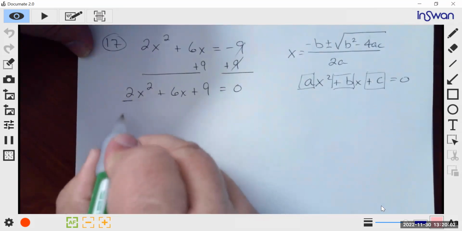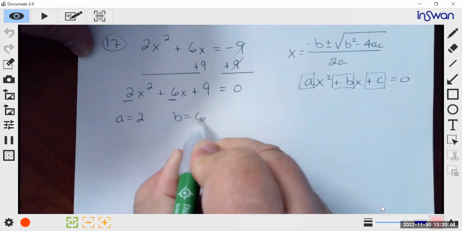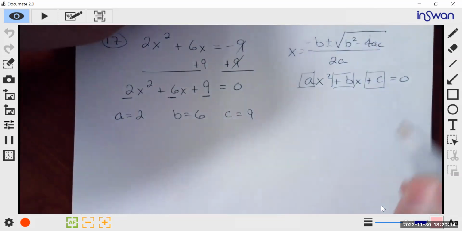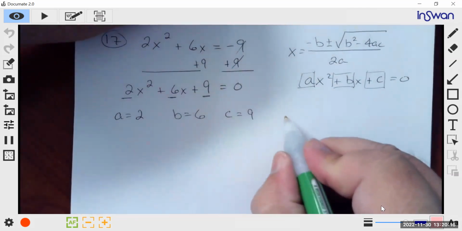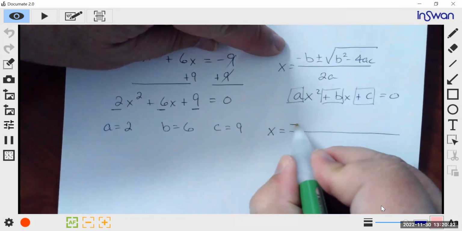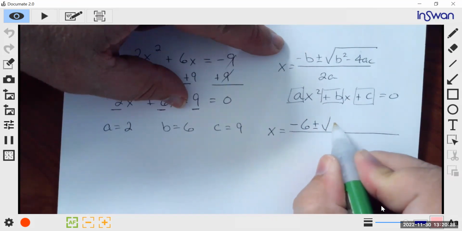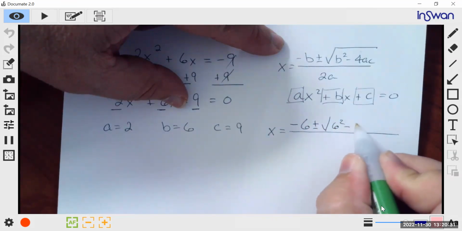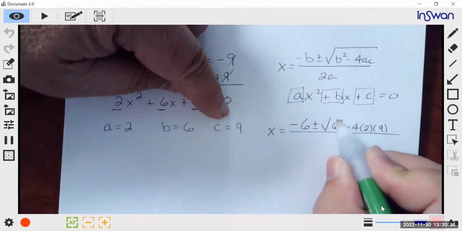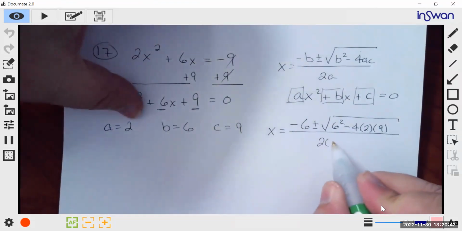So here, a is 2, b is positive 6, and c is positive 9. Now we just plug them in there. Negative b is negative 6, plus or minus the square root of 6 squared minus 4 times a times c, over 2 times a.